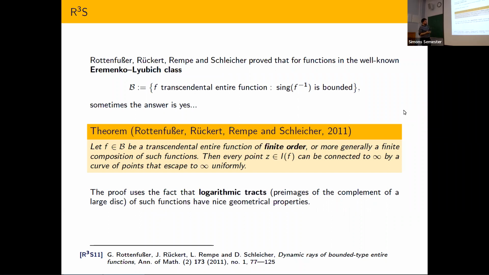So they gave two results. One is a positive result, and the other one is a counterexample. The positive result says that if you have two conditions, one is that the function is in class B, and the second condition is that this function has finite order, and you can also relax this to finite compositions of functions of finite order. Then with these two conditions, the strong Eremenko conjecture holds. So we can connect points within the escaping set to infinity by curves.